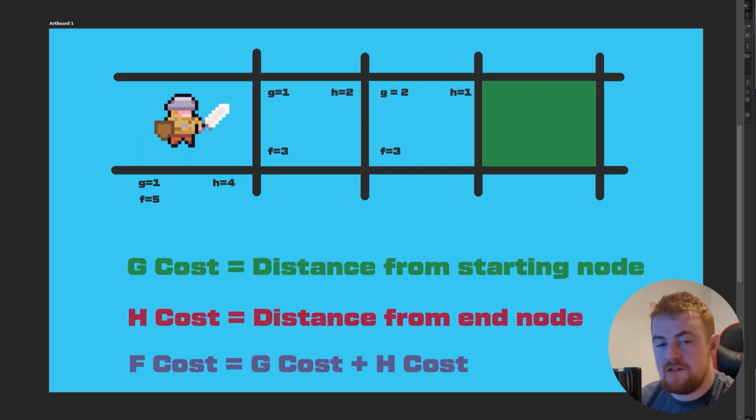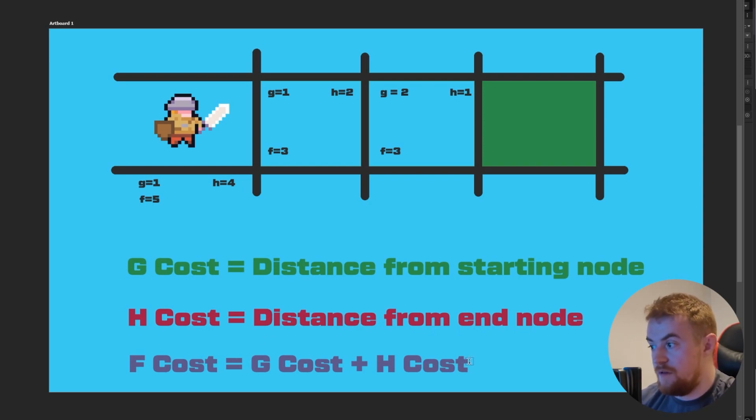So what is A*? A* is an efficient pathfinding algorithm used in a lot of games that utilizes 3 variables: the G cost, the H cost, and the F cost. And it's fairly simple. The G cost is the distance from the starting node, H cost is the distance from the end node, and F cost is the G plus the H.